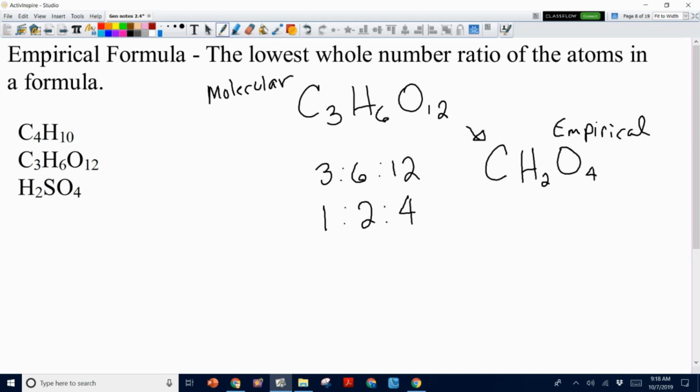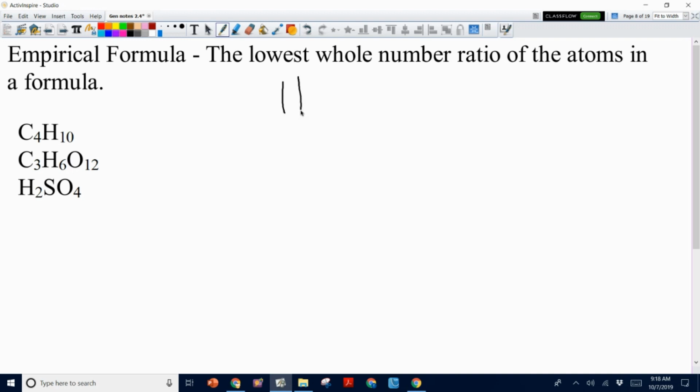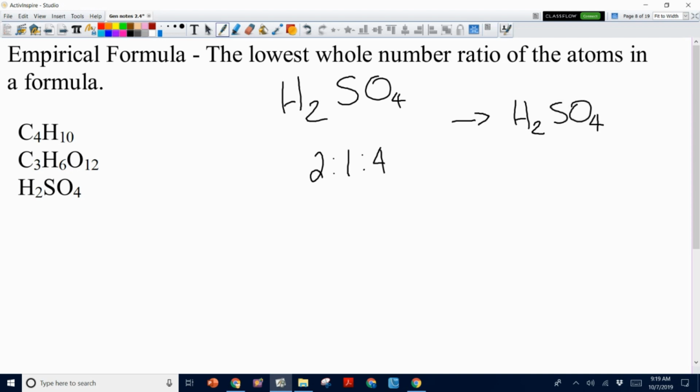Okay, one more example. H2SO4. Right now this is 2 to 1 to 4. We just said that if one of our ratios is 1, you can't reduce that anymore. So the empirical formula for this is going to be H2SO4. It's going to be the same thing. So the molecular formula is the same as the empirical formula for this particular molecule. So empirical formula is really easy. It's just the lowest whole number ratio of atoms in a formula.